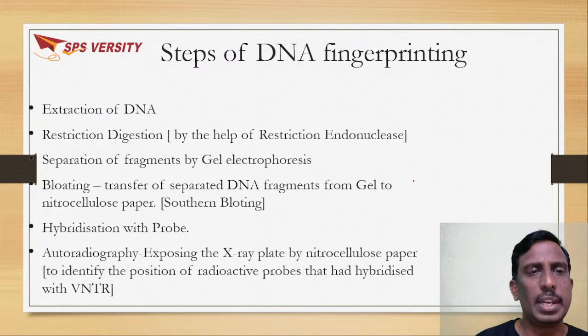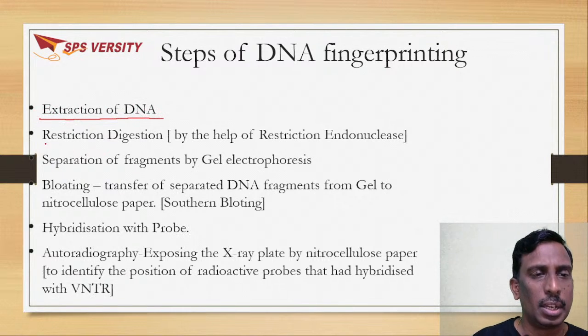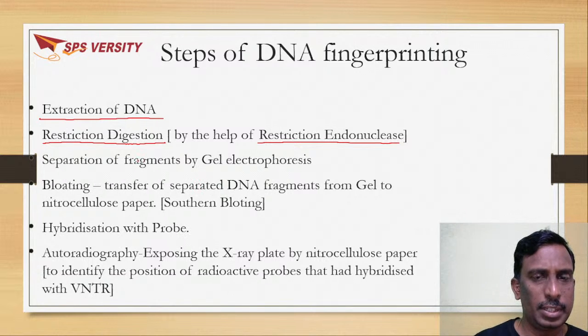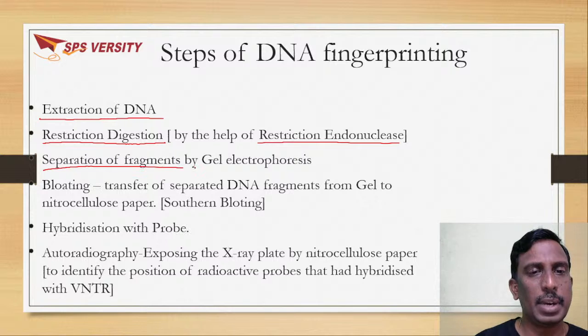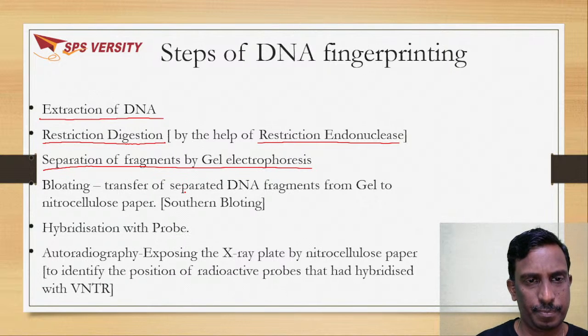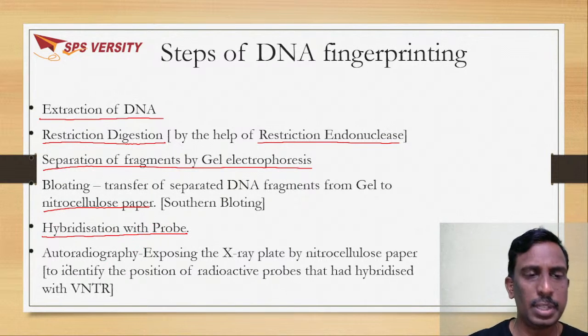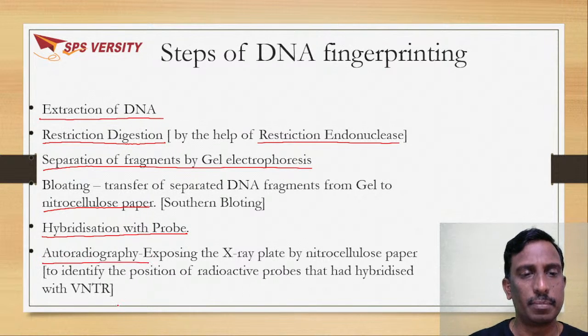So what are the steps of DNA fingerprinting? The first step is extraction of DNA. The second step, the extracted DNA is digested, that is, it is made into fragments by using enzymes called restriction endonucleases. Then the separation of fragments by gel electrophoresis. Later on, these separated DNA fragments are transferred to nitrocellulose paper. Later on, they are hybridized with the probe. And last, by using X-ray, they take an autoradiograph, where we can find out VNTRs.